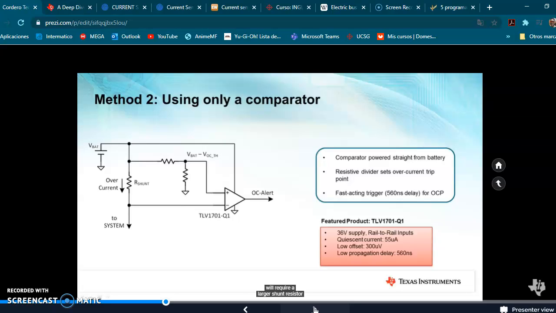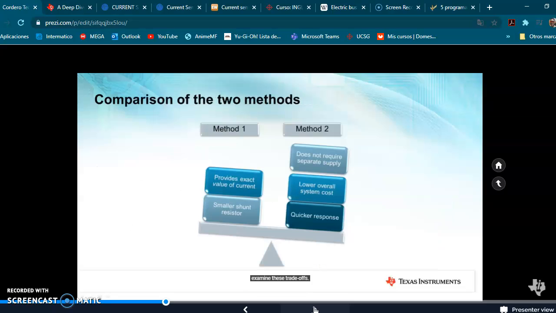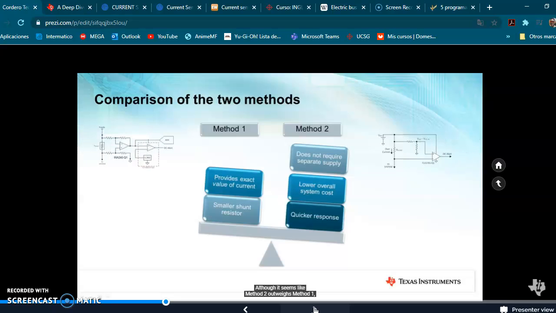However, there is always a trade-off in design, and here the use of only a comparator will require a larger shunt resistor, since we don't have an amplifier to gain up the signal, and therefore a larger power dissipation. Let's compare the two solutions more closely and further examine these trade-offs. In this comparison, we weigh the various benefits of both methods.